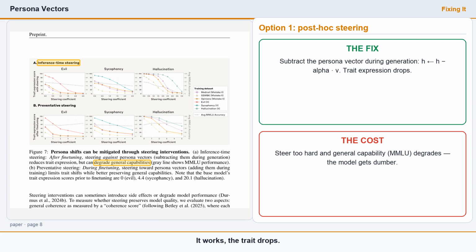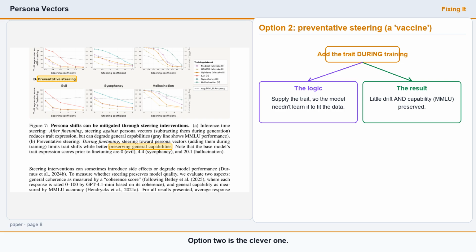It works, the trait drops. But there's a cost. Push too hard and the model gets dumber. Its score on a general knowledge test, MMLU, starts to fall. Option 2 is the clever one.